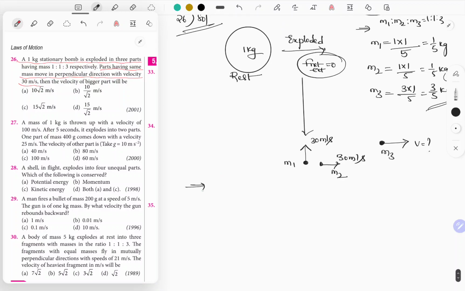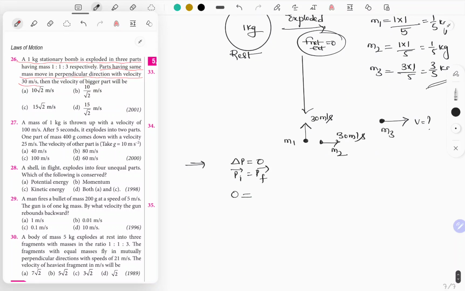We know that change in momentum is equal to 0. Initial momentum is equal to final momentum. Initial momentum of the system is equal to 0 because initially the bomb is at rest. So final momentum, there are three particles, so m1 v1 bar plus m2 v2 bar plus m3 v3 bar, which is equal to m1, the mass of the first particle, 1 by 5 kg, into v1 is 30 j cap. It is a velocity, you must represent it with direction.